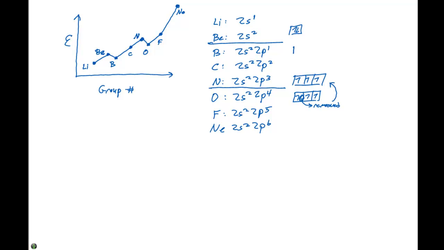The same thing happens when we look at boron. If we remove this electron, it now has a filled s orbital. So this is why we see a deviation from a linear trend for ionization energy.